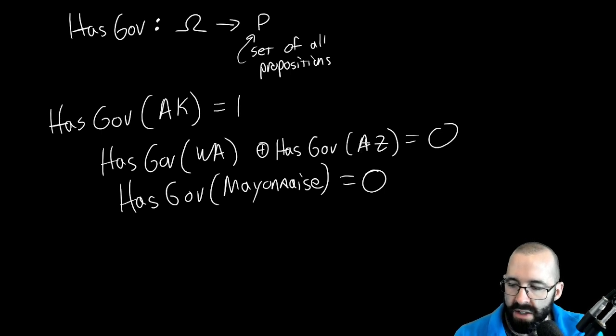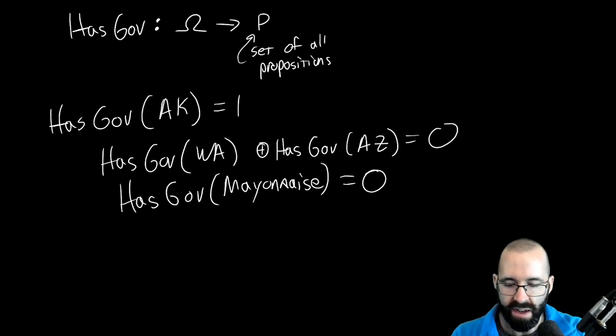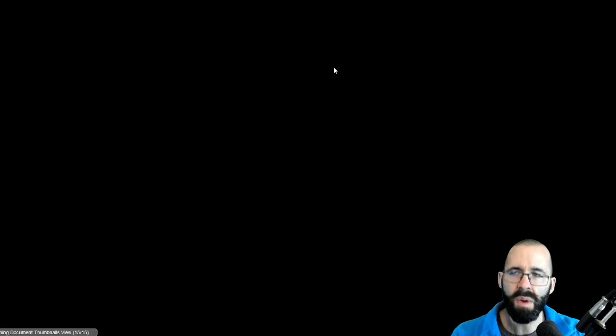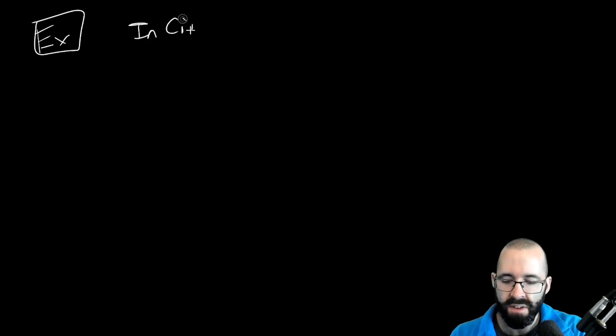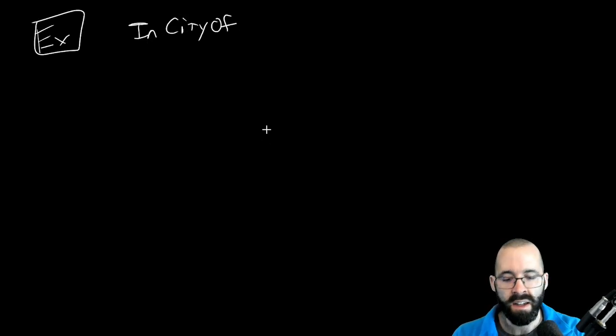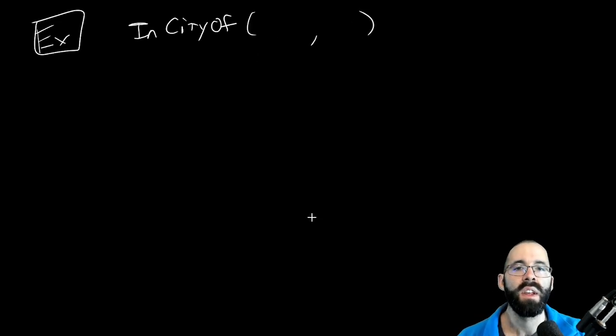Okay. So that's kind of the introduction to predicate logic. We can do some examples if you want. We'll get into more of this in the future videos as well. But one more thing I want to clarify is that these functions can have multiple inputs, right? So you could have something like in city of. Okay, let's say this is a function with 2 inputs, and it's true if the first thing is in the city of the second thing.